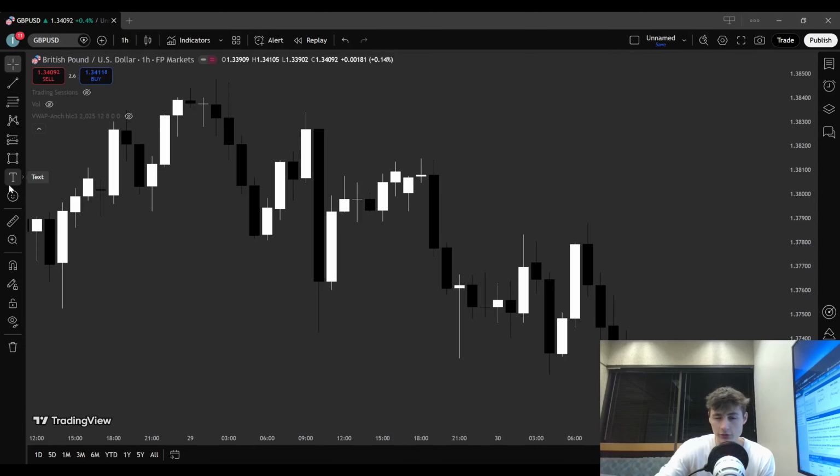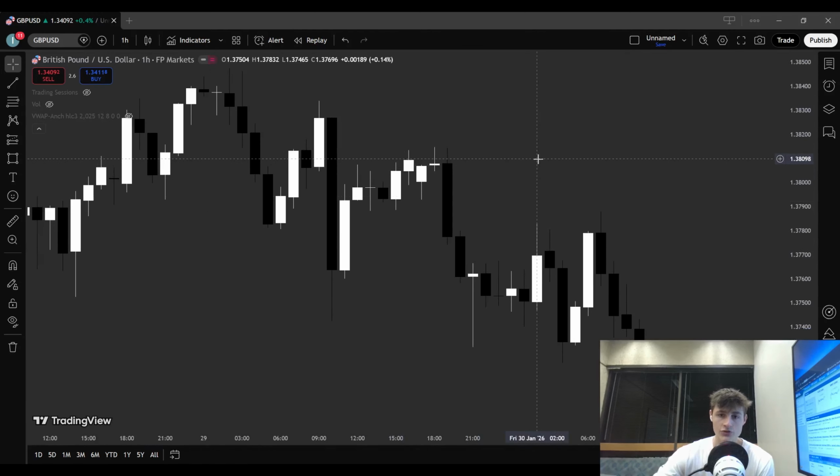I'm going to explain a little bit as to why price likes to retrace back into that zone first, before I get into more technicalities of what is actually considered a valid order block.